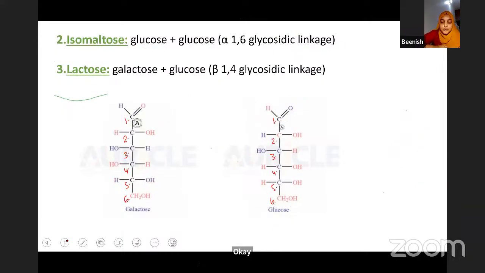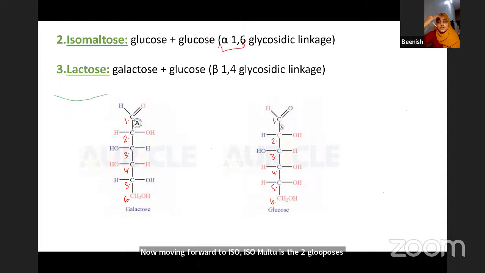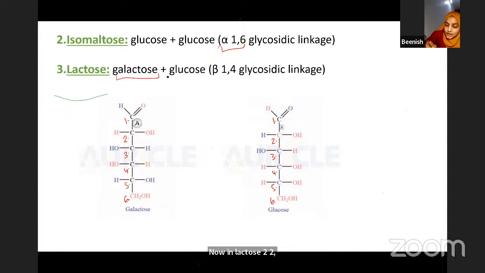Now moving forward to isomaltose. In isomaltose, the two glucoses are engaged via an alpha 1,6 glycosidic linkage. So carbon 1 of one monosaccharide is involved in a glycosidic bond with carbon 6. In maltose it was carbon 4; in isomaltose, it is carbon 6. That's the only difference. Now in lactose, the two monosaccharide units are galactose and glucose.